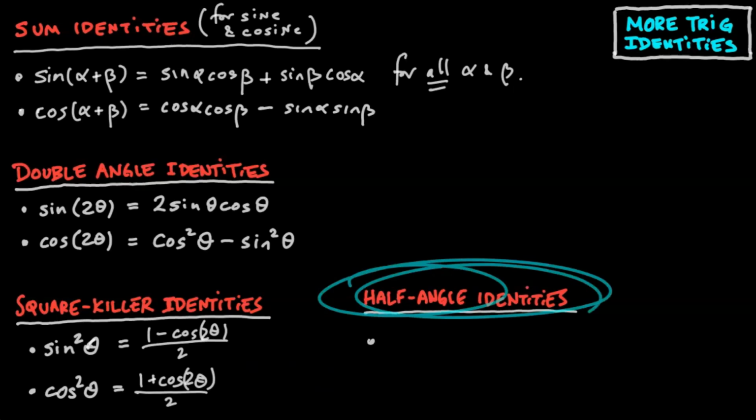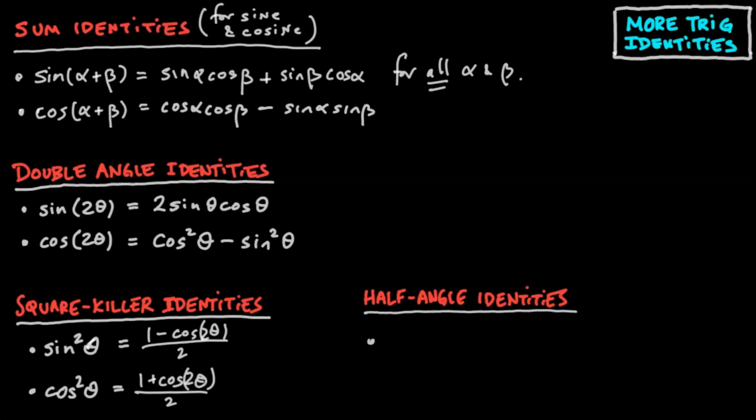A half-angle identity. I expect this to be an identity involving something like the sine of theta over 2, the sine of x over 2, the sine of alpha over 2, whatever. The sine of some input over 2. Well, I can get that from this square killer identity in 2 quick steps. First, let's literally get rid of that square by taking the square root of both sides. If I do that, then I would have plain old sine theta is plus or minus the square root of 1 minus cosine of 2 theta over 2.